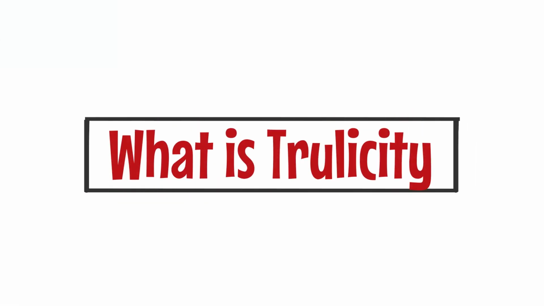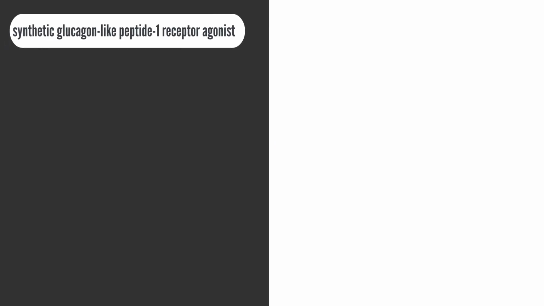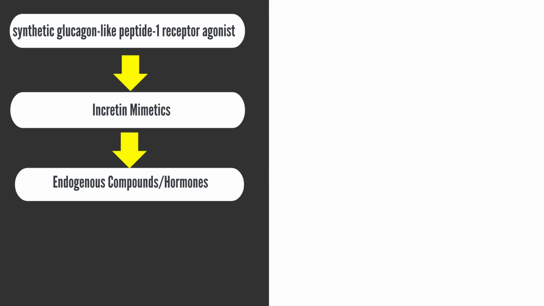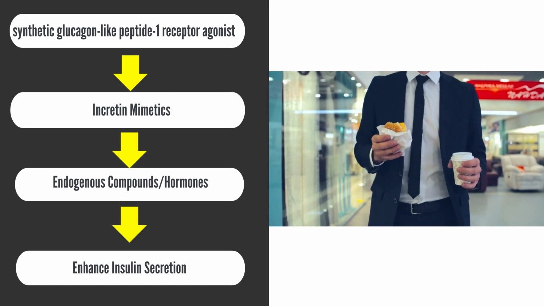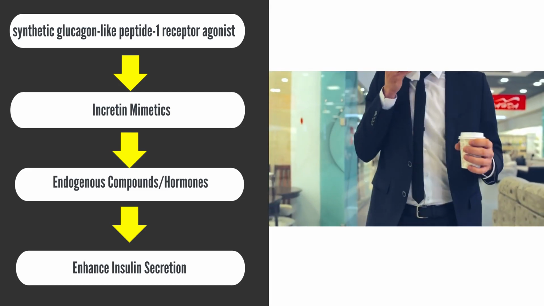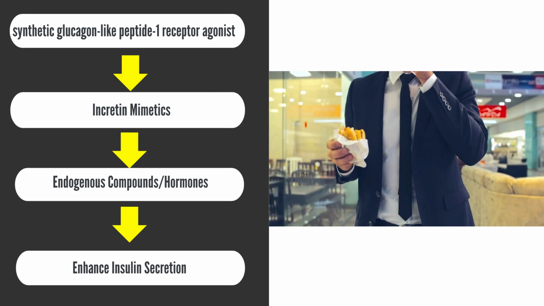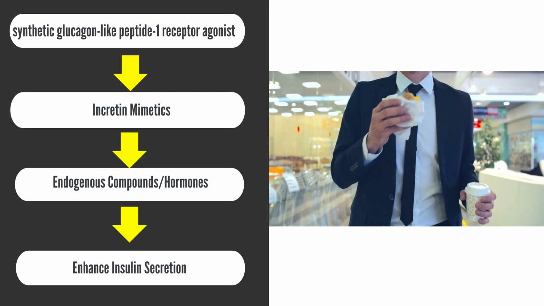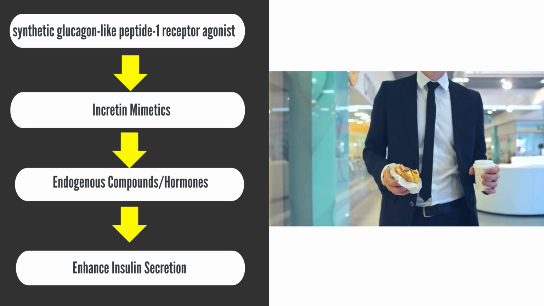So what is Trulicity? Well, Trulicity is described as a synthetic glucagon-like peptide 1 receptor agonist, or GLP-1 agonist for short. It belongs to a class of anti-diabetic agents called incretin mimetics. That is, it mimics the action of incretin. Incretins are endogenous compounds or hormones that the body produces in response to food. Incretins enhance the production of insulin. So when you take a shot of Trulicity, and by virtue of the fact that Trulicity is mimicking the action of incretin, insulin production is also enhanced, and that leads to more effective glycemic control.